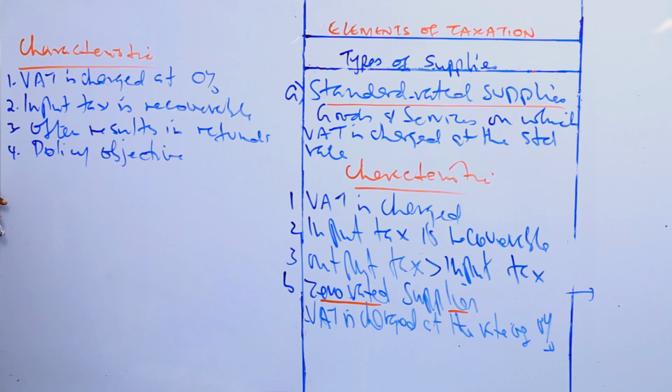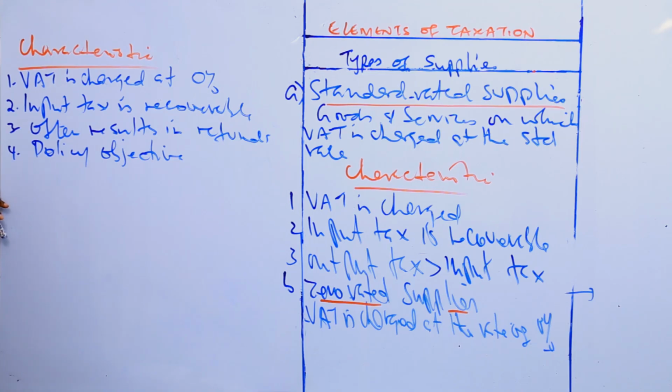You understand? Yes. Those are examples of zero-rated supplies. Candidates, we are discussing types of supplies.